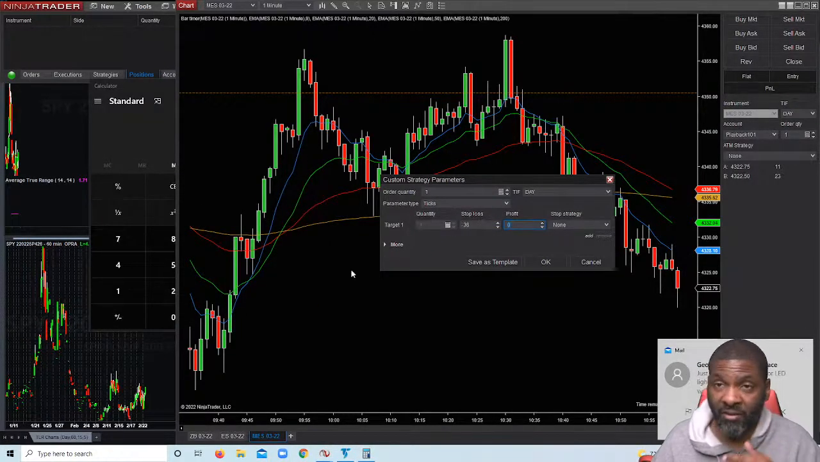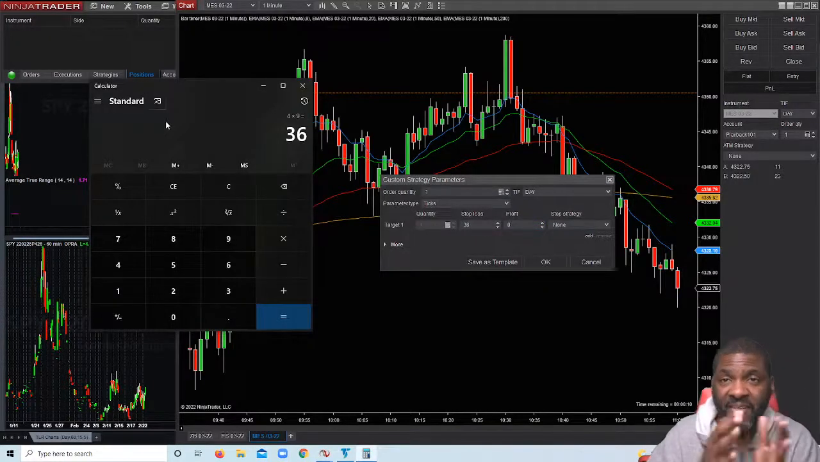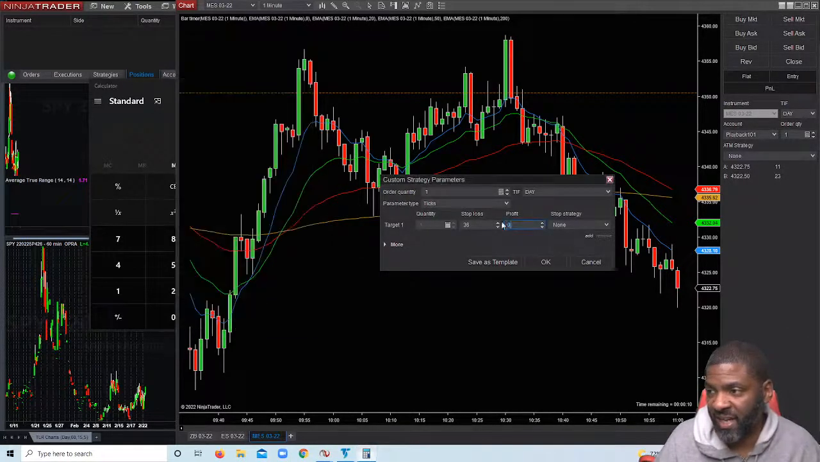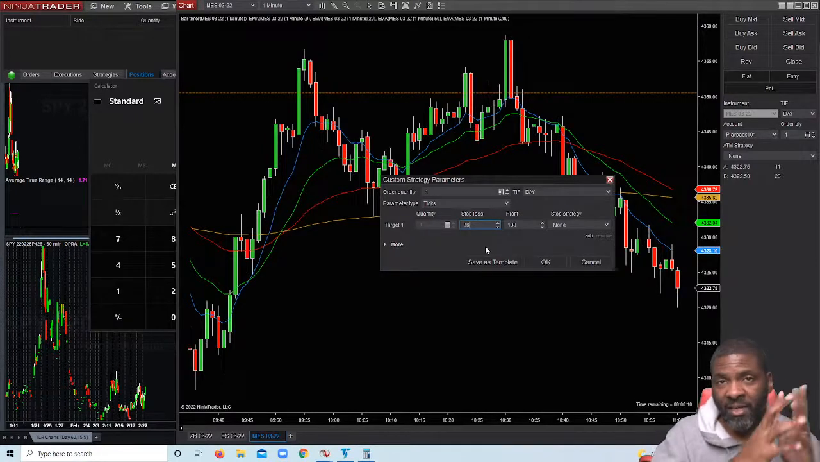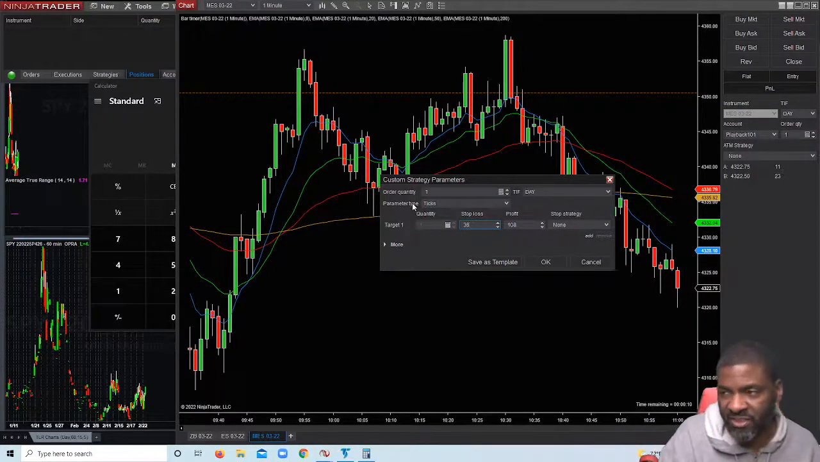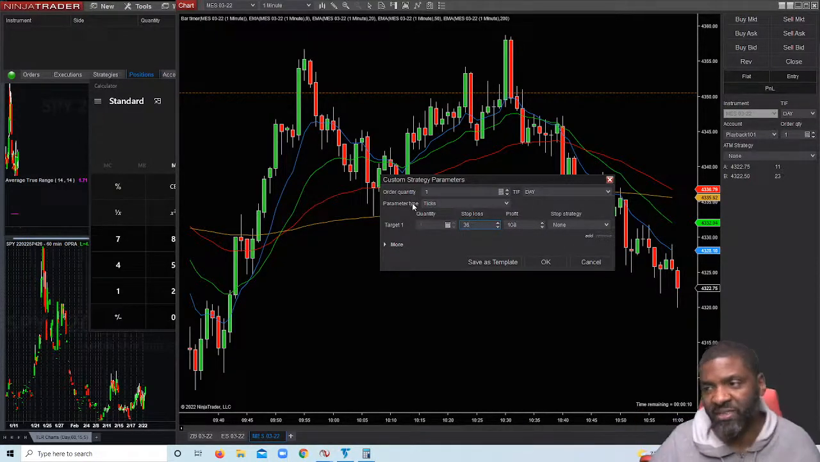My profit target, I want to do a 3-to-1. I'm setting this up as a 3-to-1 profit target, right? So 36 times 3 is 108. That's 108 ticks, because it's set up in ticks. So I'm doing a 3-to-1 risk to reward on this, and my risk is 36 ticks. My reward is 108 ticks. Stop loss 36 ticks, profit 108 ticks, because I'm doing a 3-to-1 risk to reward.